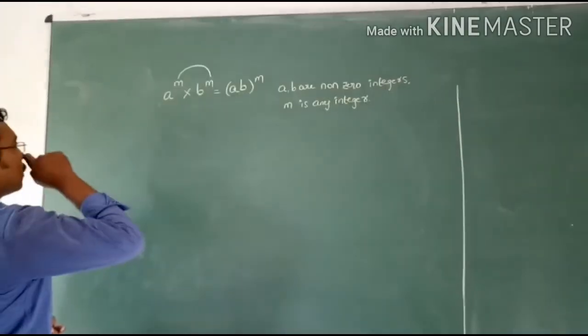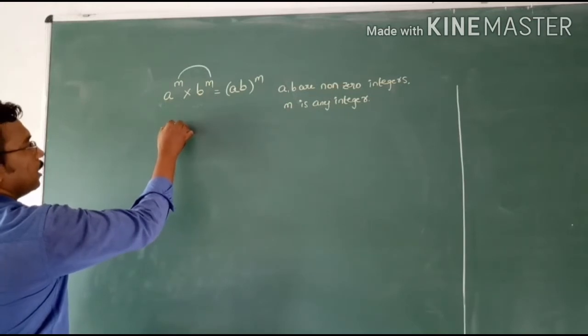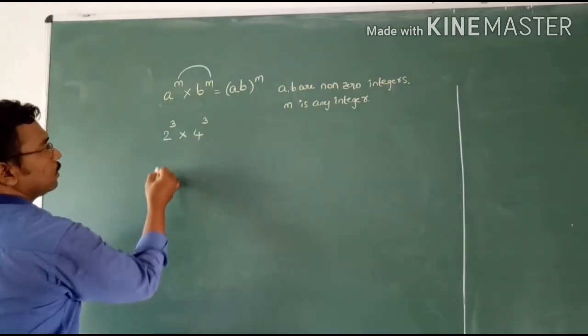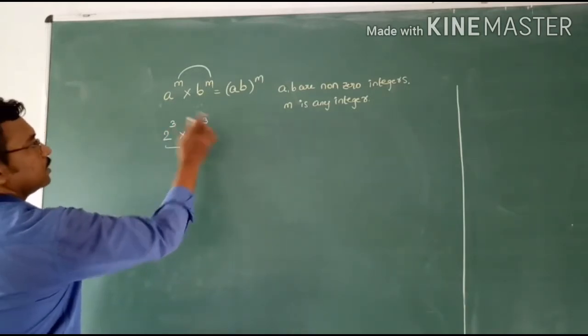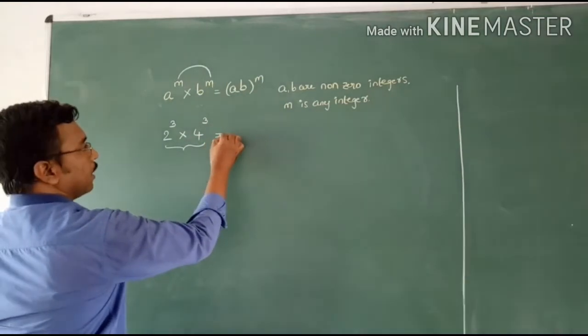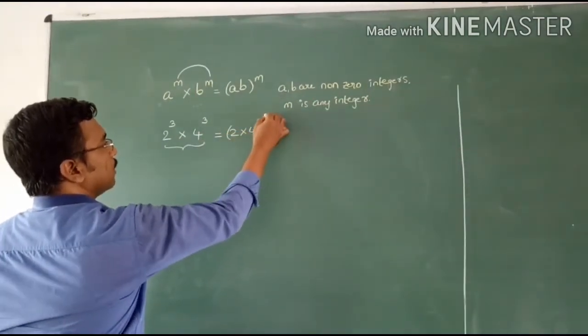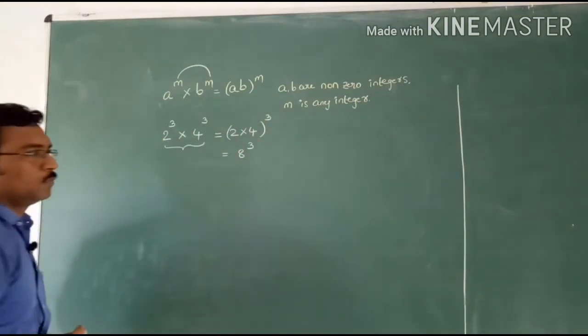So see the problems like this, it becomes 2 power 3 into 4 power 3. Observe here the bases are different and the exponent power is same here. So we can write like this: 2 into 4 whole power 3. 2 4s are 8, power 3.